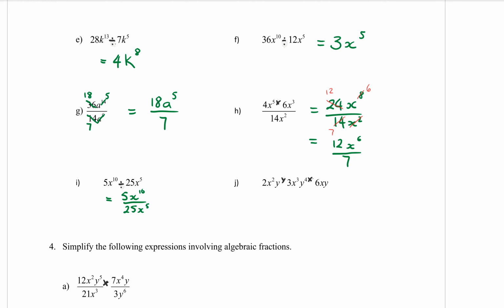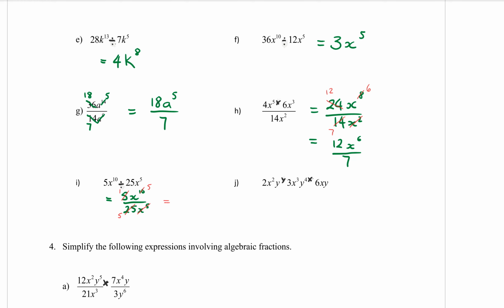Then, like we did in G and H, we want to simplify the big numbers. So 5 on the top and 25 on the bottom, I can divide by 5, giving me 1 and 5 there. Okay, now the fraction line means divide. So when I do my x's, I am subtracting. 10 take away 5 is going to be 5. So I cancel, that's going to be a 5 left there. All right, let's write down what's left.